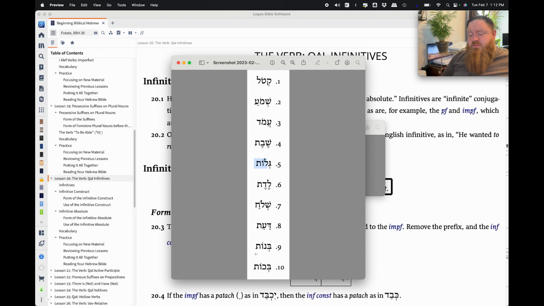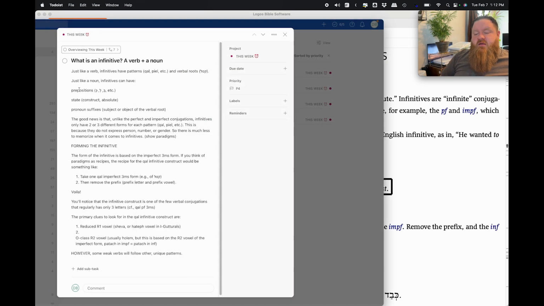Again, benot, this would be a third hay. So you've got the yod shava holum vav tav, and baka would also be a third hay. But you see here, the yod pretty much all the way down is what you expect to see in the first root letter. So the infinitive, what else?